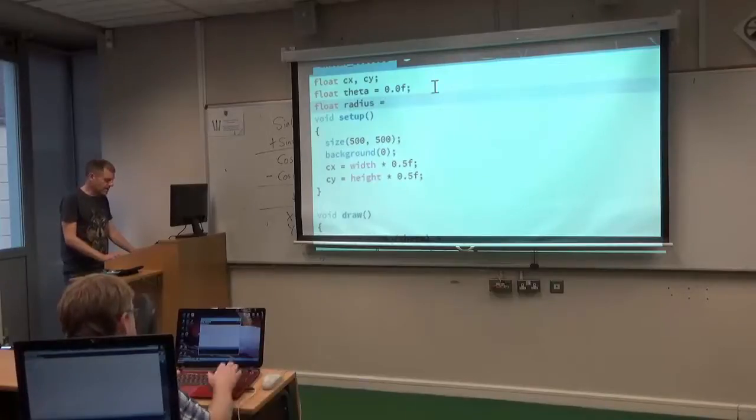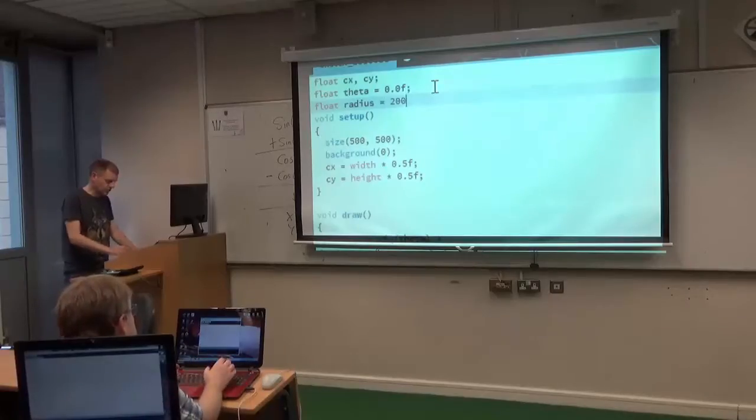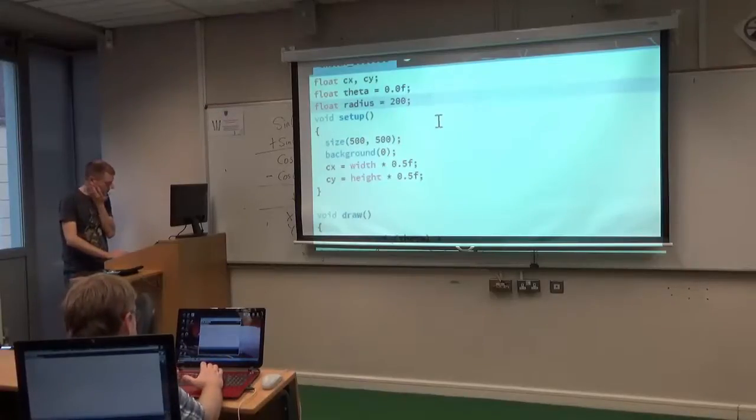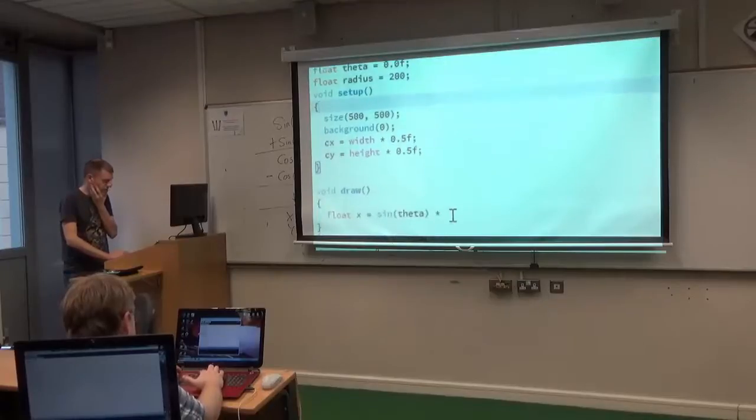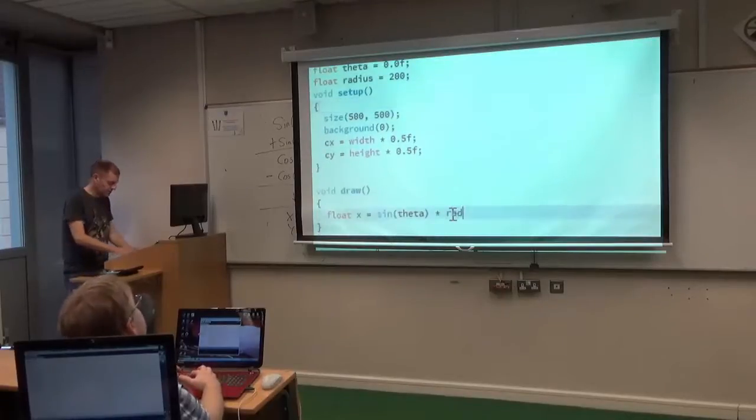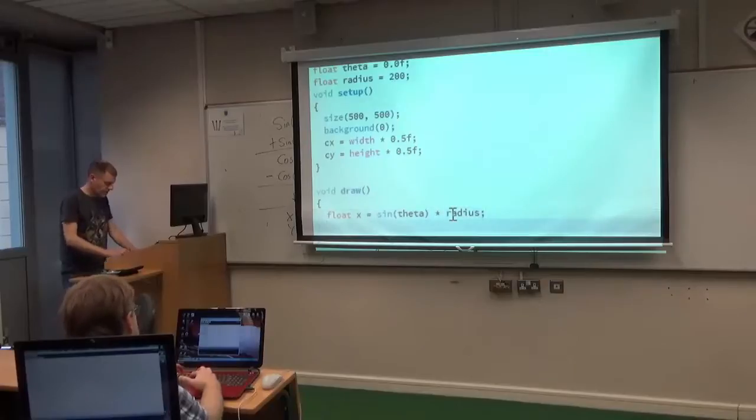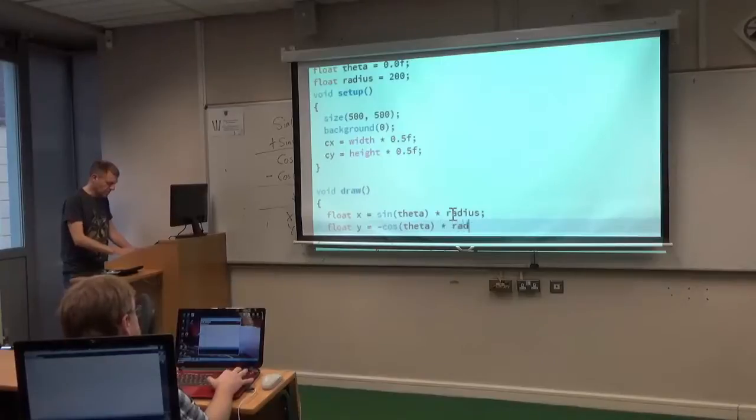And let's say radius is going to be equal to 200, just for now, because we don't know the width of the screen. Alright, so down here, sine of theta multiplied by the radius. And then we go float y is equal to minus the cosine of theta, multiplied by radius.